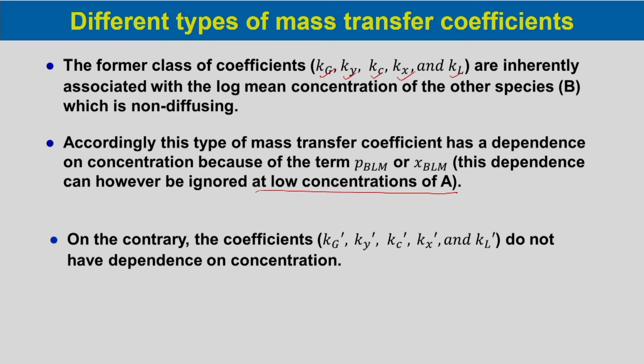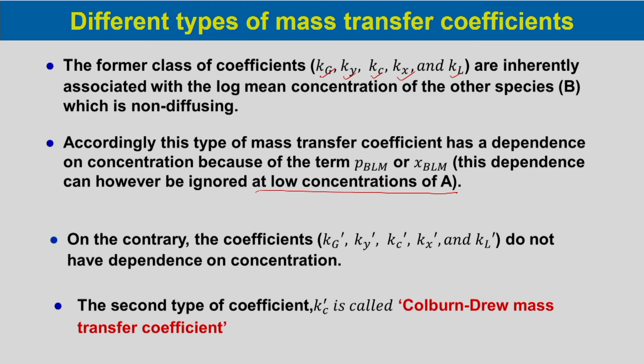On the other hand, in case of the equimolar counter diffusion of component A and B, the coefficients Kg dash, Ky dash, Kc dash, Kx dash and KL dash do not have dependence on concentration. This second type of mass transfer coefficient, like Kc dash, is called the Colburn-Drew mass transfer coefficient.